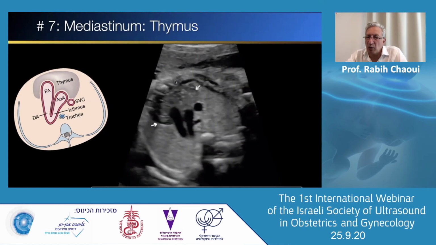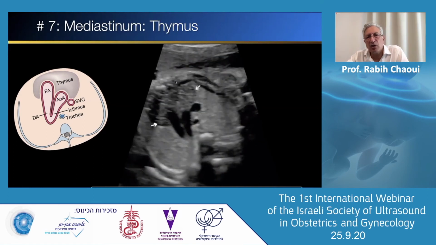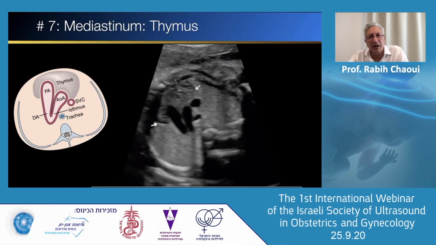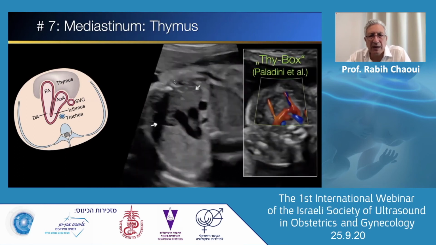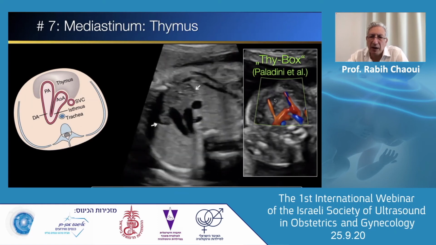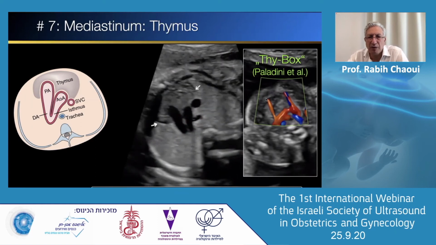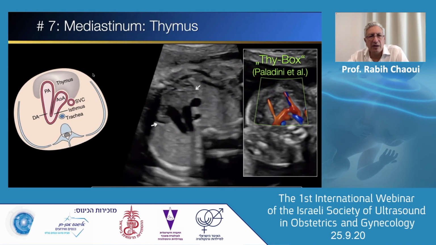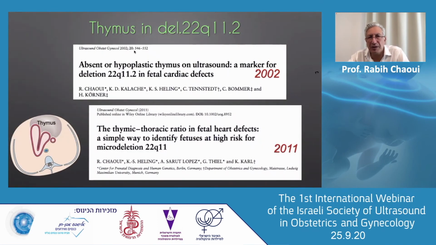I started working on the thymus and DiGeorge syndrome in '96 when I had my first observation. Later, Paladini also described the thymus using color Doppler to delineate the region. We published our first series in 2002, having 10 cases of 22q11 and 150 cases of cardiac anomalies with normal FISH. At that time, I was describing the thymus as absent or hypoplastic.